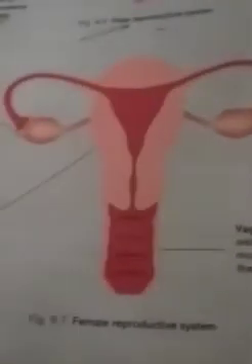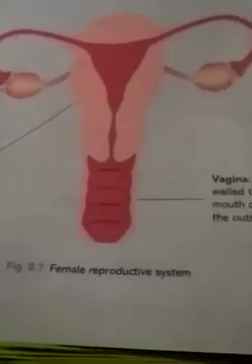Hello class 8th students, this is part 5 of chapter 9, in which we read about the female reproductive system and its parts. It is the structure of the female reproductive system.